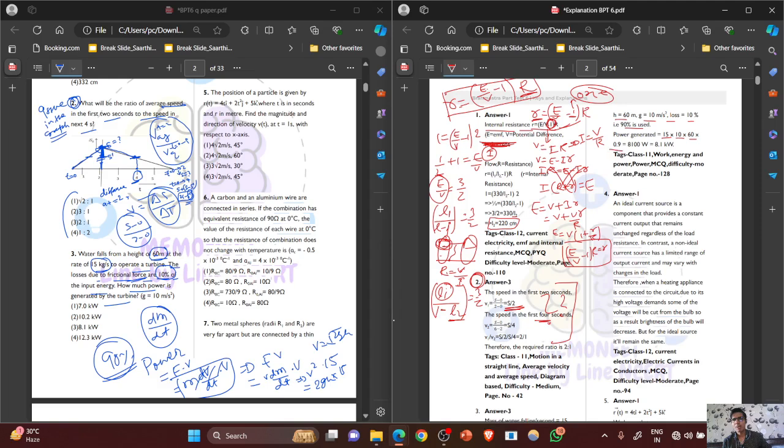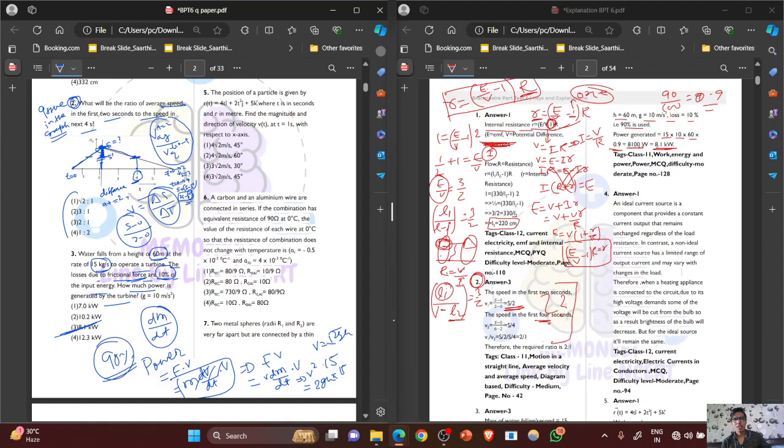So as you can see in the solution, it will be 15 into 10 into 60 into 90%. Efficiency will be also multiplied. 90% means 90 by 100, that is your 0.9. So multiplying this value, you get 8100 watt. That is 8.1 kilowatt, because the option is in kilowatt. So the correct option will be option number 3.